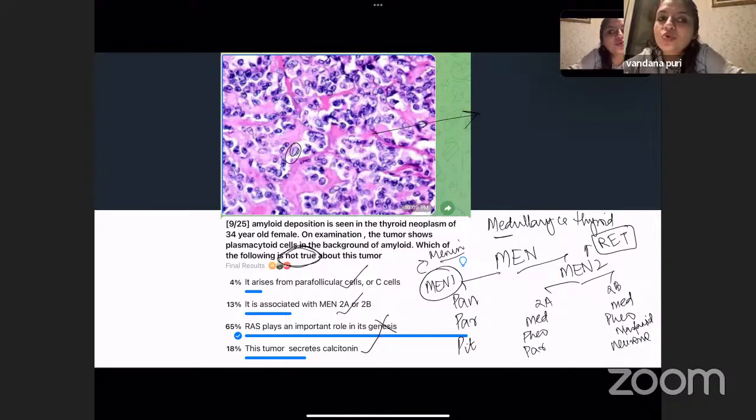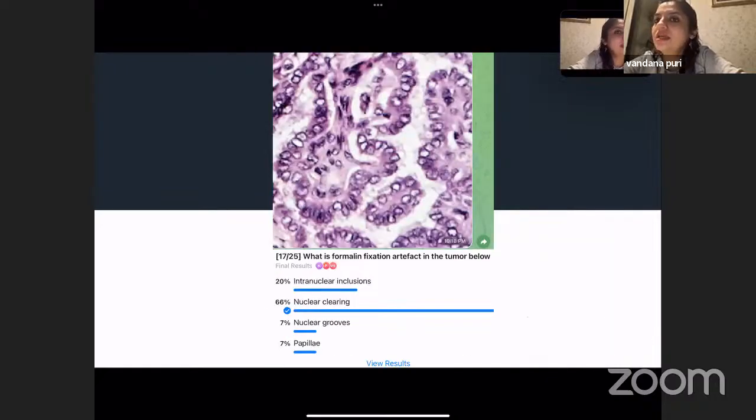So whenever there were two questions on the thyroid, very good, Lakshit. Okay, so there were two questions on thyroid. One was medullary and the other was papillary. So the question was, everybody knows these are Orphan Annie nuclei. Okay, nucleus. They are optically clear nucleus. This is Orphan Annie nucleus, and I've already told you that this is a formalin fixation artifact.